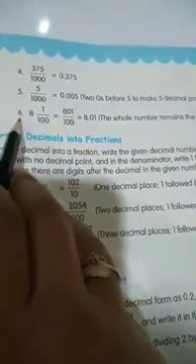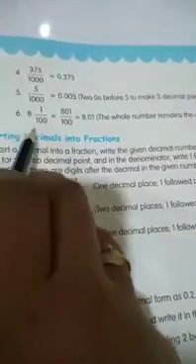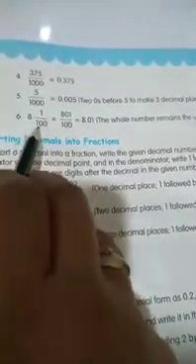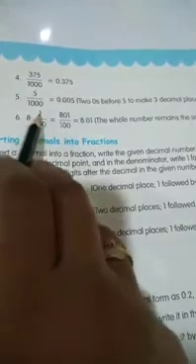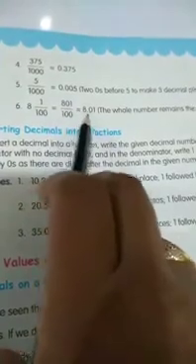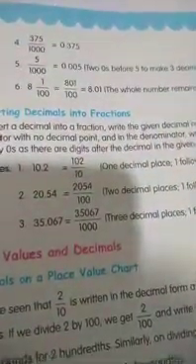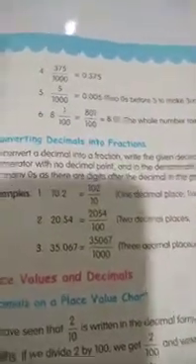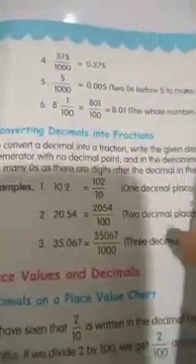Next, sixth, 8 1 by 100. 8 1 by 100 equals 100 into 8, 800, plus 1, 801 by 100. This is the fraction. We have to convert this into decimal. So 8.01. The whole number remains the same.